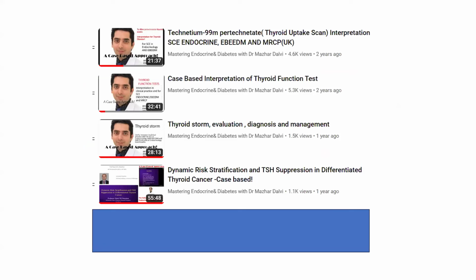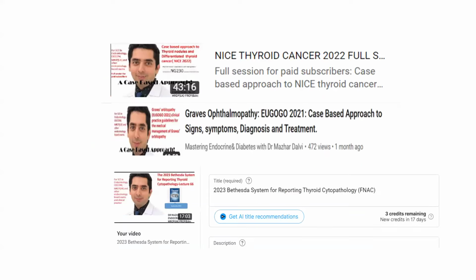We have the lecture on thyroid uptake scan interpretation. There is a lecture on case-based interpretation of thyroid function tests. We have an endocrine emergency, which is thyroid storm. Then there is dynamic risk stratification and TSH suppression in a case of differentiated thyroid cancer, given by my professor, Professor Mark Strachan. We have the NICE thyroid guidelines, which were released in 2022.